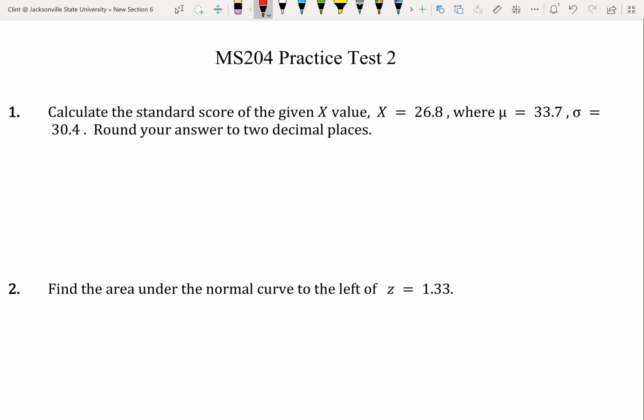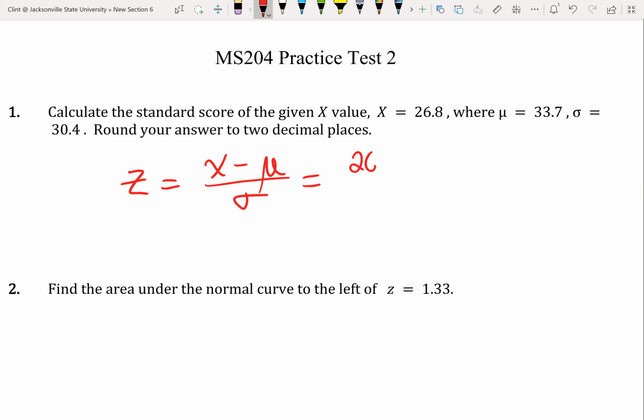Let's look at the practice test for test 2. Number 1 says calculate the standard score and gives us the x, mu, and sigma we need. So our formula here for z, our standard score, is x minus mu divided by sigma.